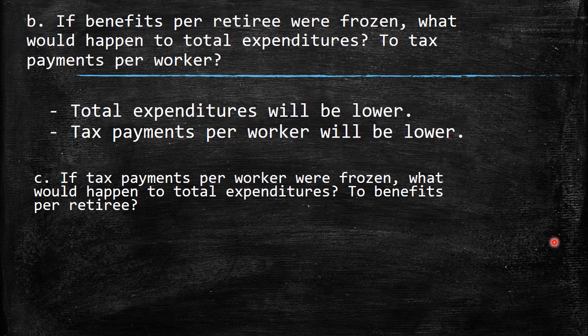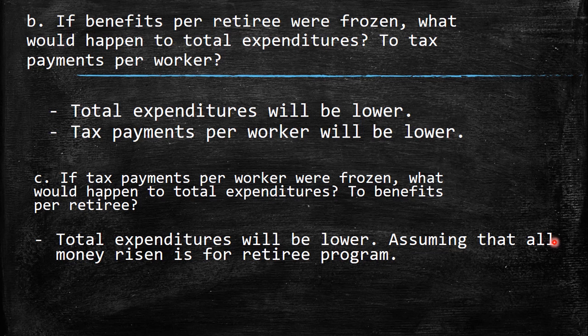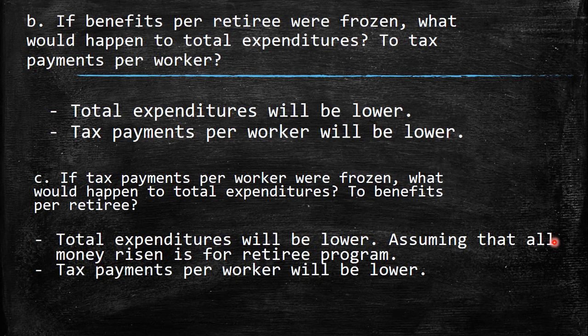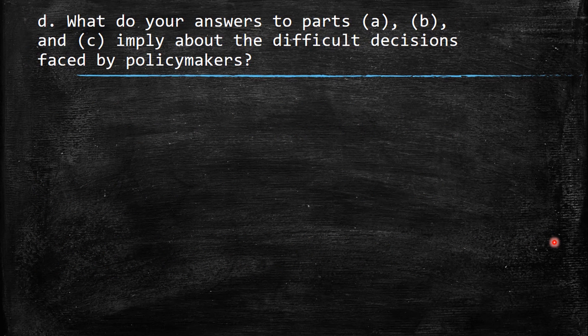Now, if tax payment per worker were frozen, what would happen to total expenditures, to benefits per retiree? Again, when we freeze that, the total expenditures will be lower. And at this time, as I said before, assuming that all the money raised is for the retiree program, then the benefit per retiree will be lower.